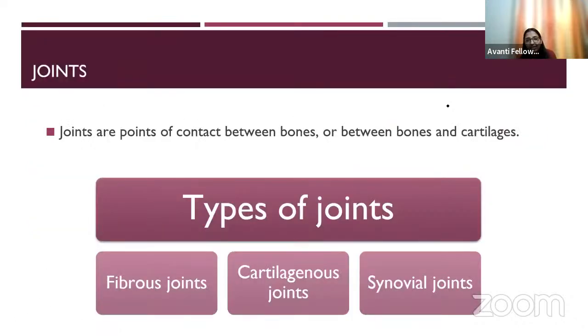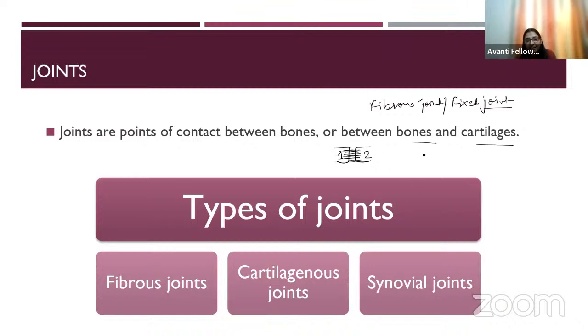Now let's come to the joint. We know the joint is the point between two bones or between the bones and the cartilage. It could be a fibrous joint, cartilaginous joint, or synovial joint. Fibrous joints are fixed joints, that means they do not show movement. For example, our skull bones are joined and fixed. This is bone number 1, this is 2, and they're joined with dense fibrous connective tissue. This joint is fixed. It cannot move.